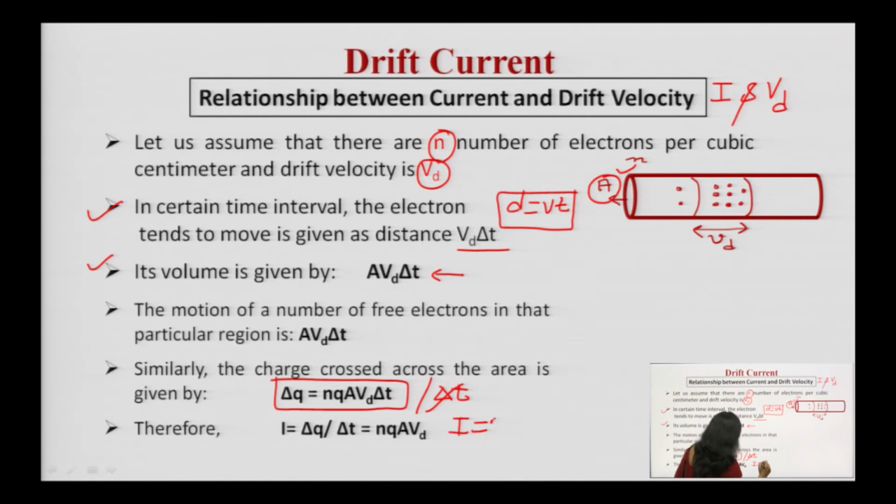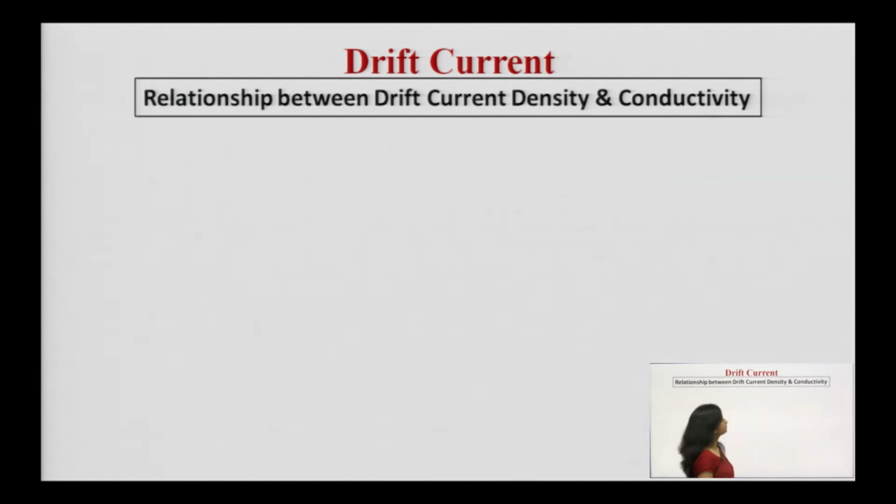Current you can calculate as N into q into A into drift velocity. N is the concentration of the electrons, q is the charge on the electron, A is the cross sectional area and Vd is the drift velocity. So, this is how you can derive the relationship between I and Vd, right.